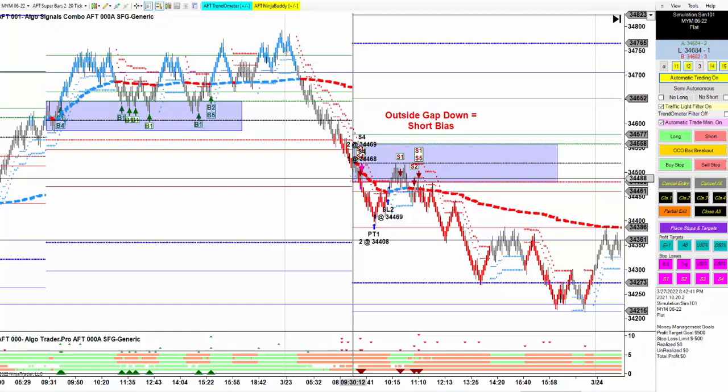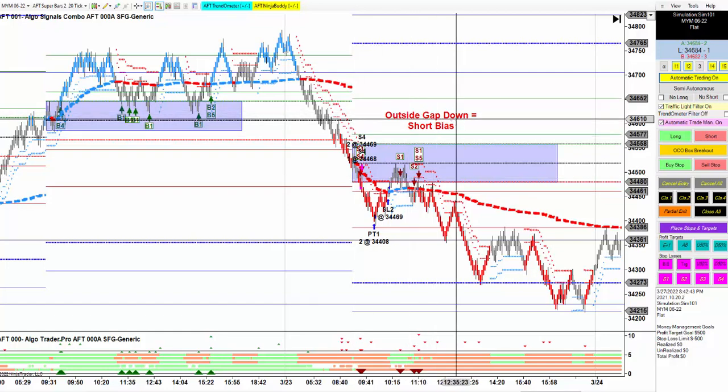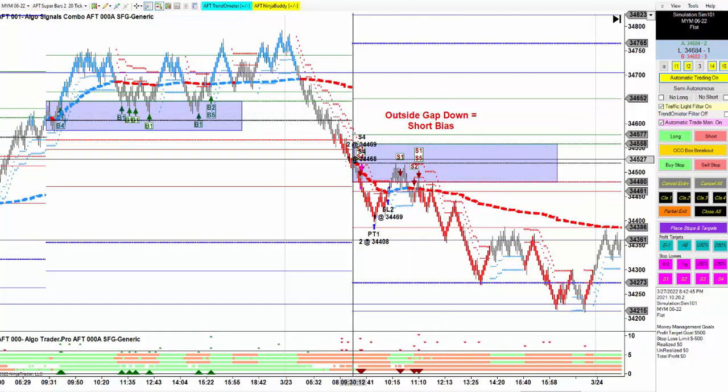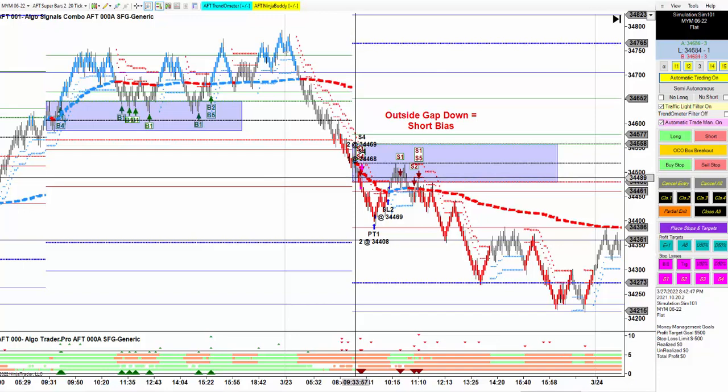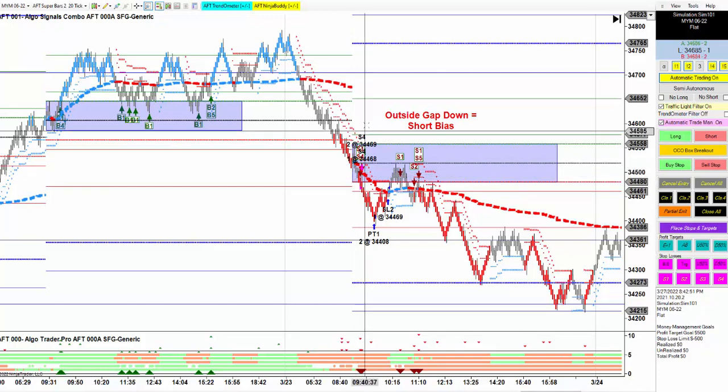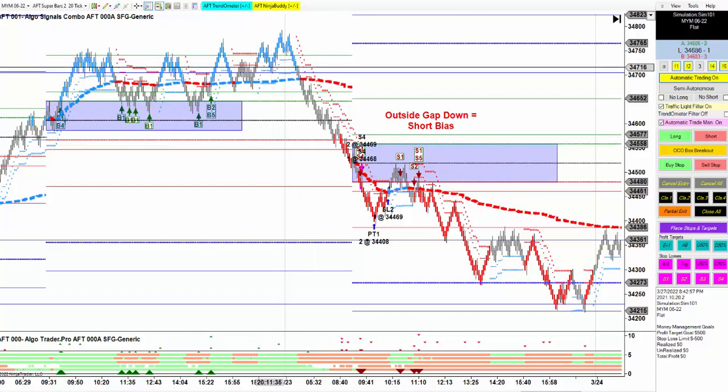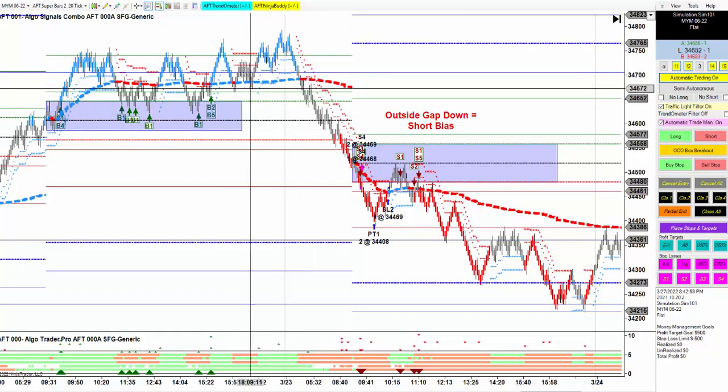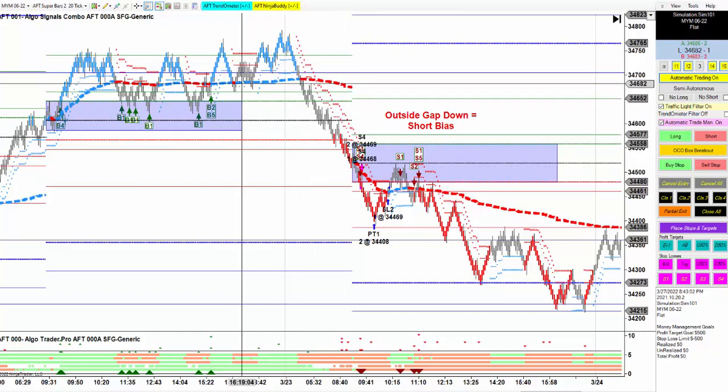So on an outside gap down, you see it says short bias, because when the market opens outside the prior day's range like that, the tendency is they're not going to fill this gap back to the prior day's close. In other words, they're not going to trade higher to try to close that gap between that day's open and the prior day's 4:15 or 5, whatever close that you use.